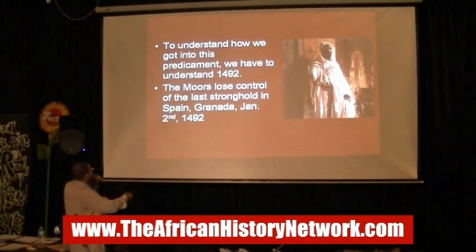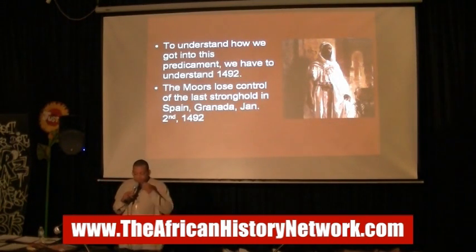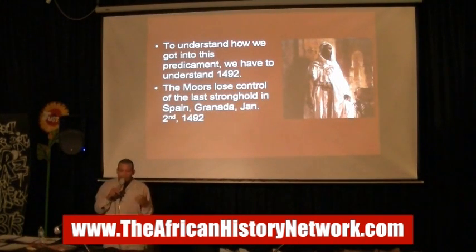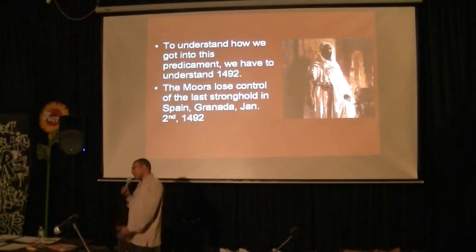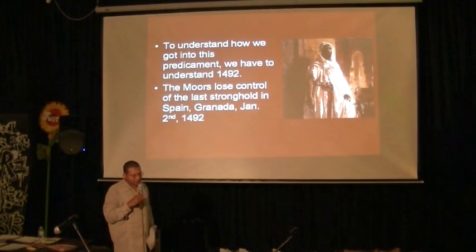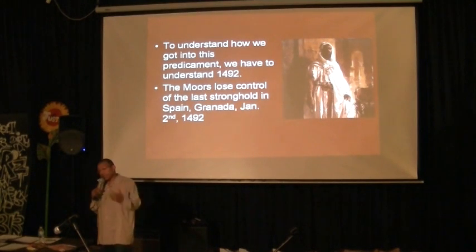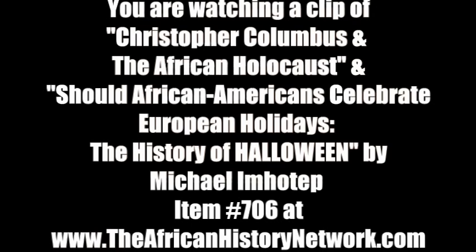All right, now, to understand 1492, Brother Kaba Kamene talks about how to understand how we got in this predicament we're in. To understand where we are, we have to understand August 3rd, 1492, Columbus sailing on the Nina, the Pinta, and the Santa Maria. To understand that, you have to understand January 2nd, 1492, with the Moors losing control of Granada, the last stronghold in Spain. To understand that, you have to understand them going into the Iberian Peninsula, today known as Spain and Portugal, in 711 AD, and conquering the Vandals and the Visigoths, things of this nature, and the 800-year occupation of these Africans known as Moors.